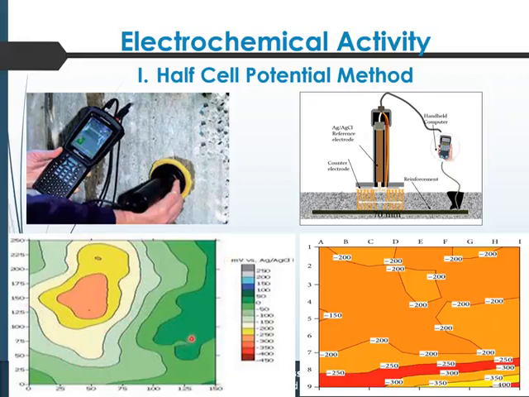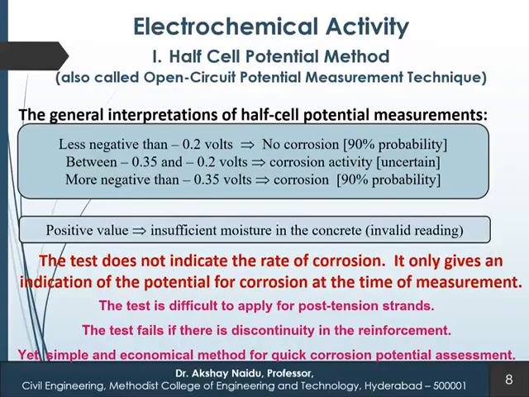This way we can measure whether this region refers to a high risk. That means the potential difference is high and there are chances for corrosion, whereas these green regions may indicate that there is no chance for corrosion. This is similarly another plot of potential values. Now let us see the general interpretations of the half cell potential measurements.